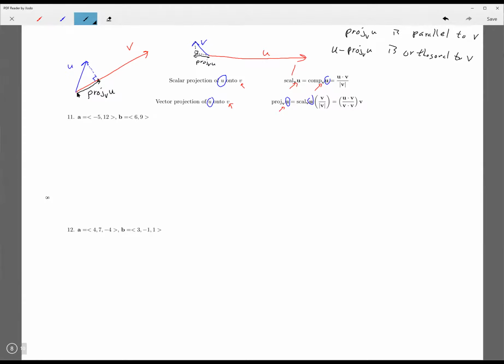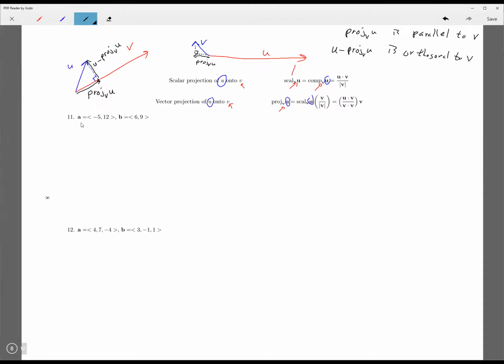But basically, this vector here, because this projection of u onto v and this vector are going to add up to u, right? So u minus the projection is going to be this vector here. And so you can see this is going to be orthogonal, perpendicular to the red, to v. This vector is perpendicular to that.